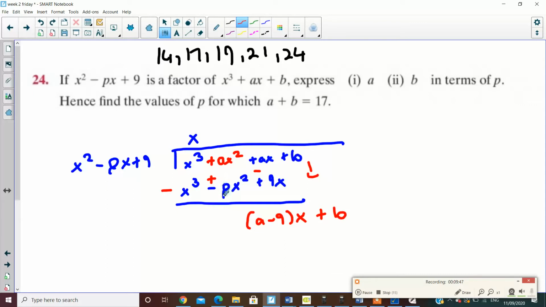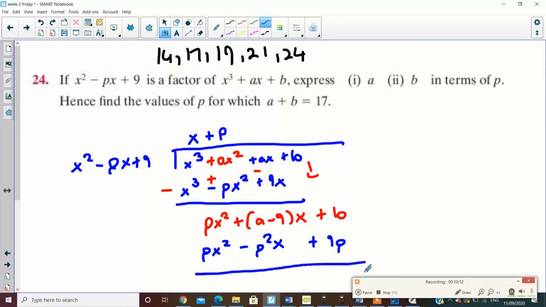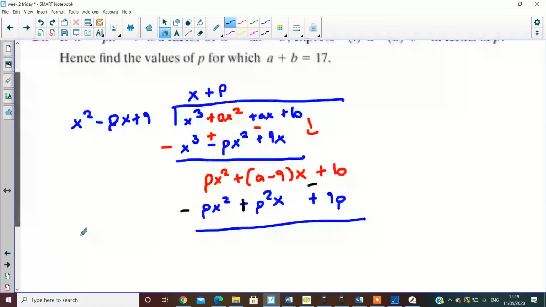And px squared goes in p times, so x plus p. You get px squared minus p squared x plus 9p. Change the signs. Minus, plus, minus. No remainders allowed, so it should be 0x squared, 0x, and 0 down here.